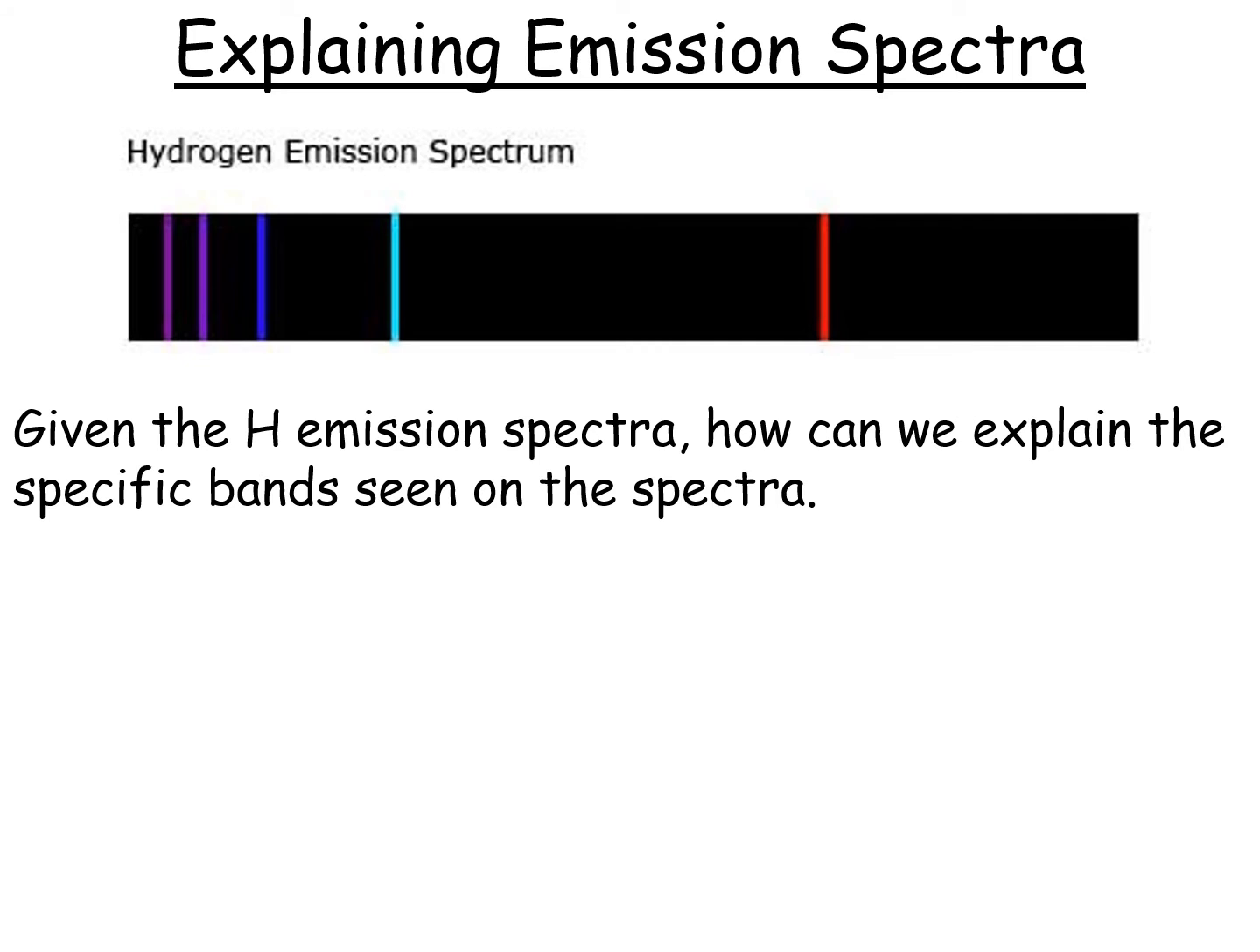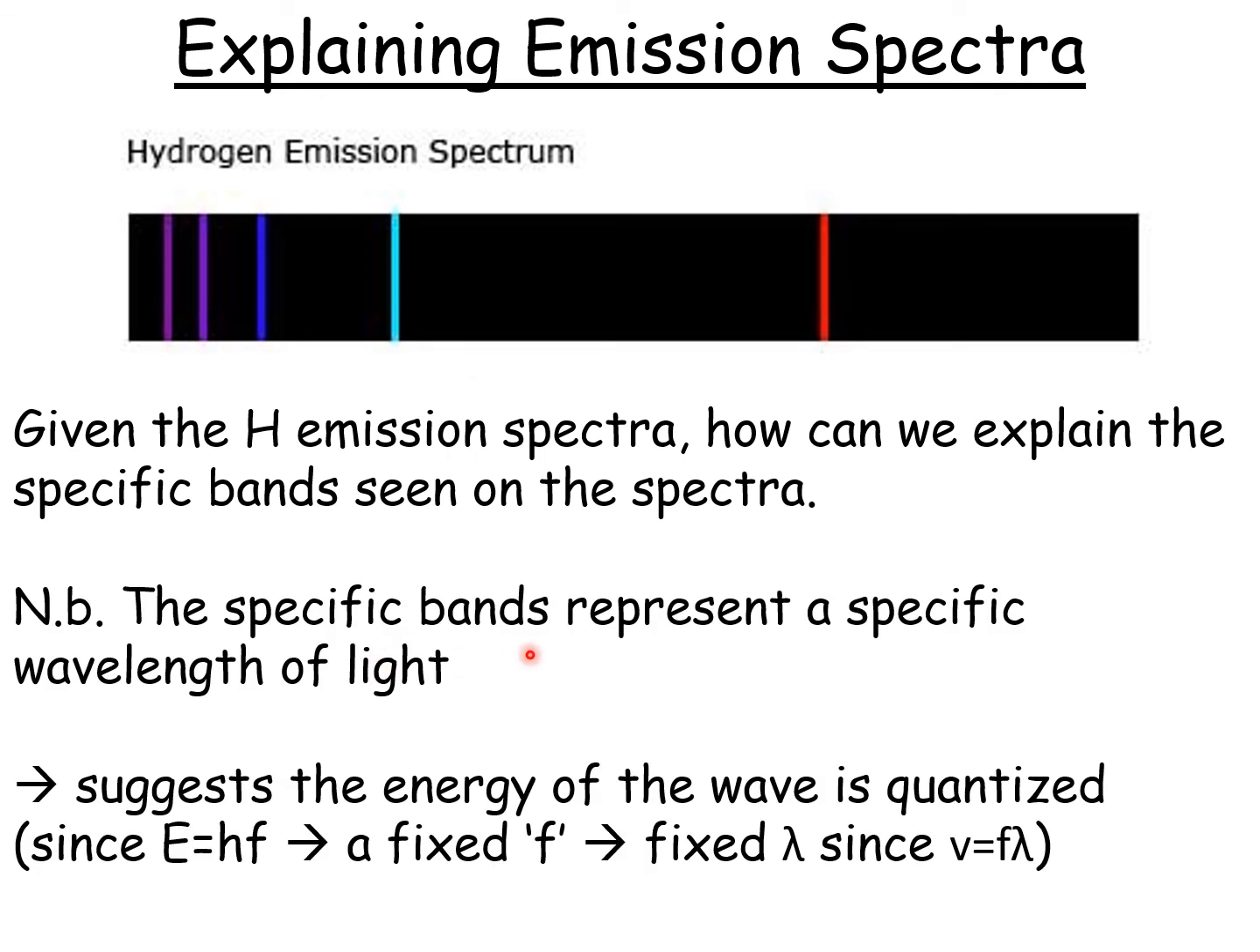Okay, so that was the revision stuff. So given this is a hydrogen emission spectrum, how can we explain the specific bands that we see in this emission spectrum? Okay, so the specific bands represent a specific wavelength of light because they're a specific colour. And remember, we have these equations that energy is quantized. So we calculate energy as E = hf for a fixed f. And since the f is fixed, we know that the wavelength has to be fixed, and it can be calculated by using speed is equal to frequency times wavelength.